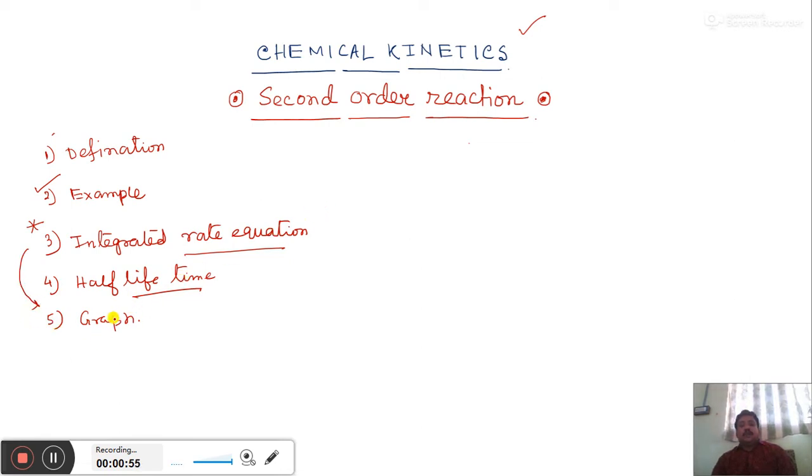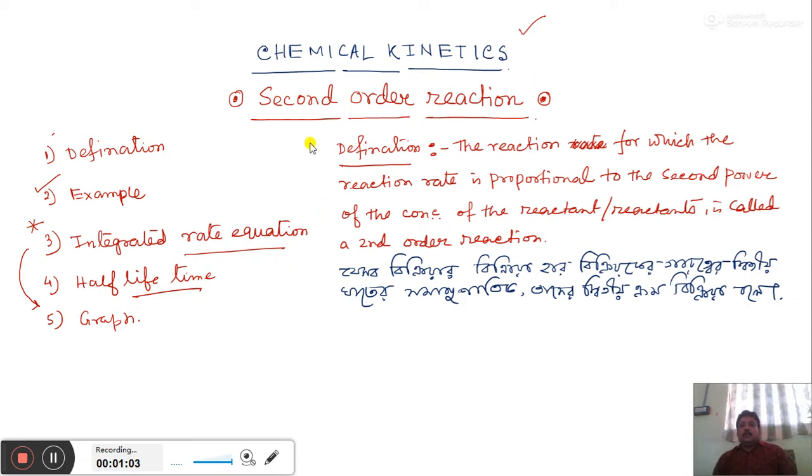Now my first topic is the definition of second order reaction. What do you mean by second order reaction? The definition is: the reaction for which the reaction rate is proportional to the second power of the concentration of the reactant or reactants is called a second order reaction.